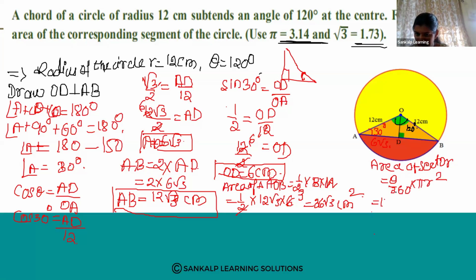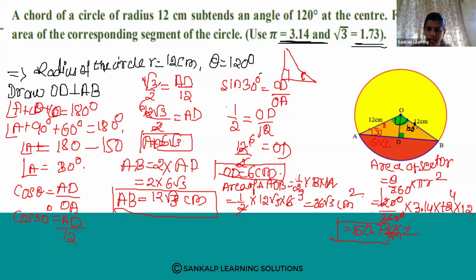So theta is 120 degrees divided by 360 degrees. Pi value they have given, 3.142. So 14 into r, which is 12 centimeters. So 12 into 12. So 0, 0 will get cancelled. 12 ones are 12, 12 threes are 36. 3 ones are 3, 3 fours are 12. So finally you will get 150.72 centimeter square. This is the area of the sector.